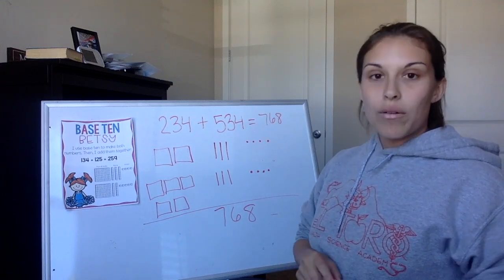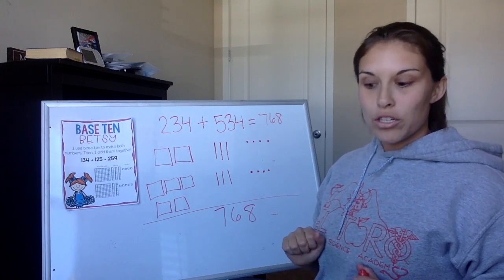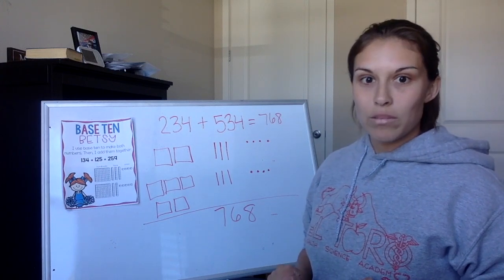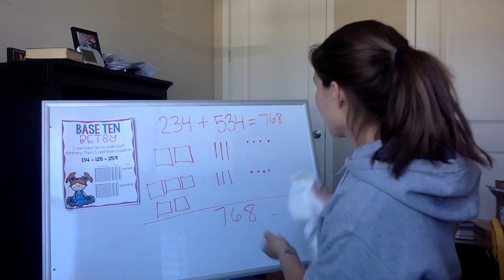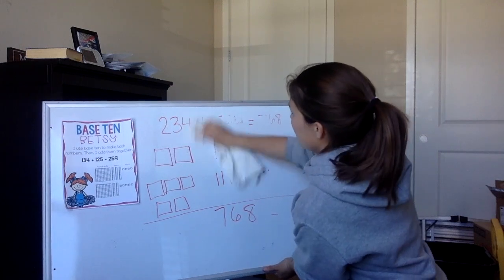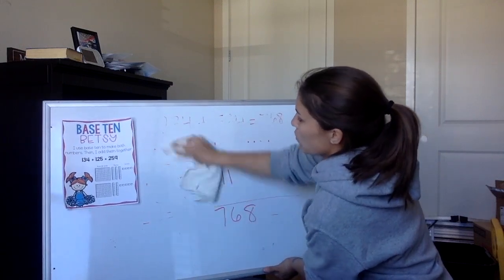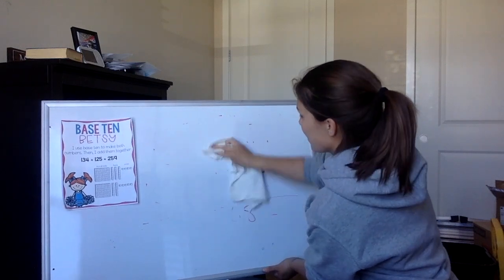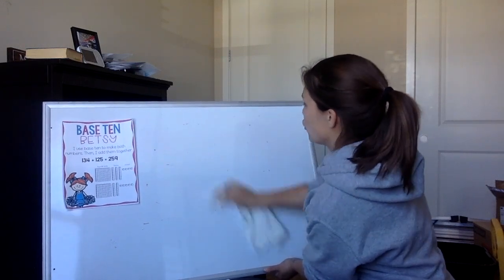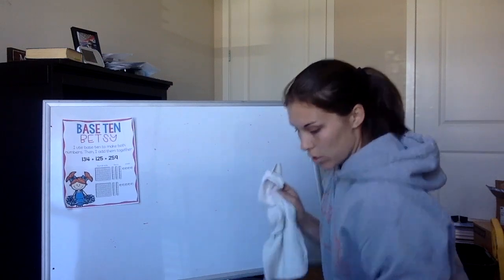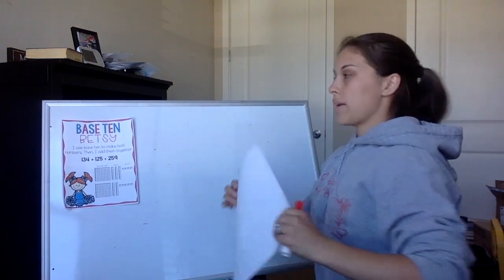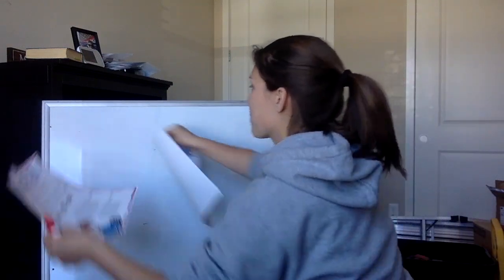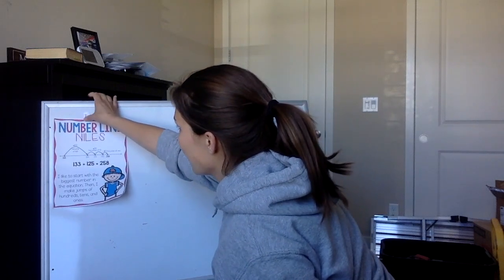So now I'm going to erase my board and I'm going to use the number line Niles method. So boys and girls, when we're using the same strategy, the same problem, we should be getting the same answer every time. We're just showing different ways to show our work. So let me put my number line poster up here now. Now we're working on number line Niles.